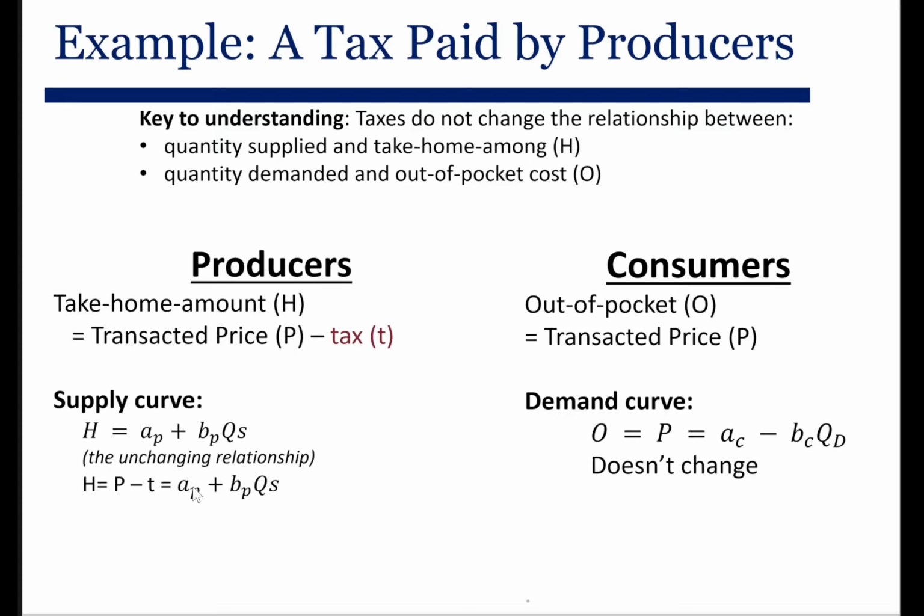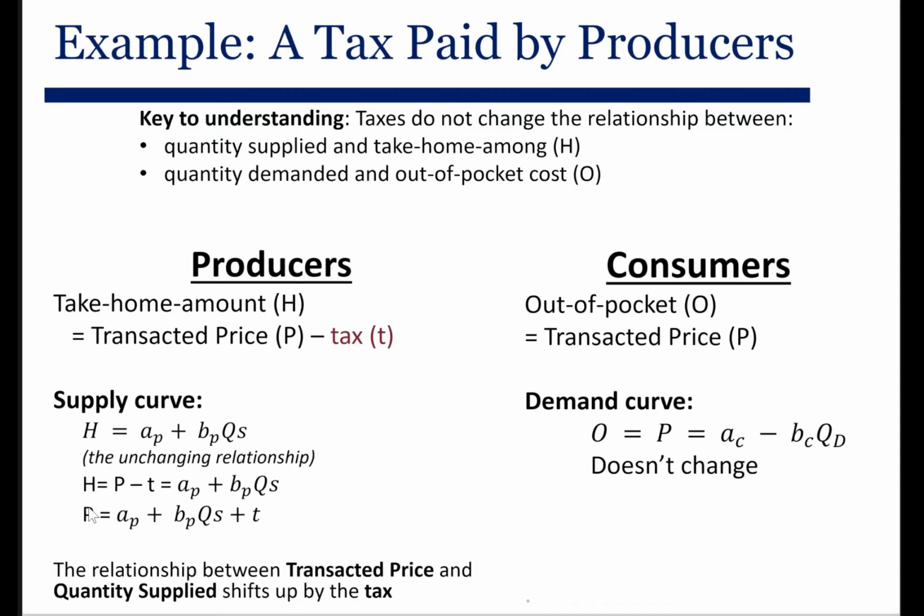Now, when we graph our supply curve, we also want to show the relationship between transacted price and quantity supplied. So we simply add the tax to both sides. And what we're seeing here is our graphed supply curve. The relationship between quantity supplied and transacted price is shifting up by the tax.